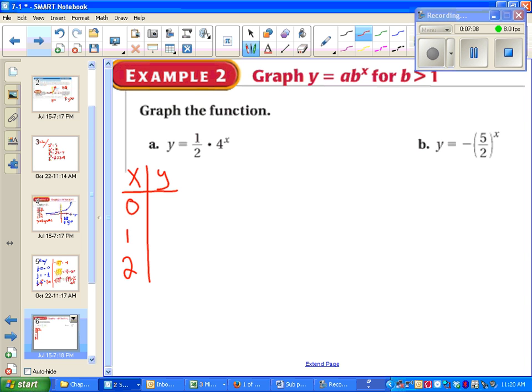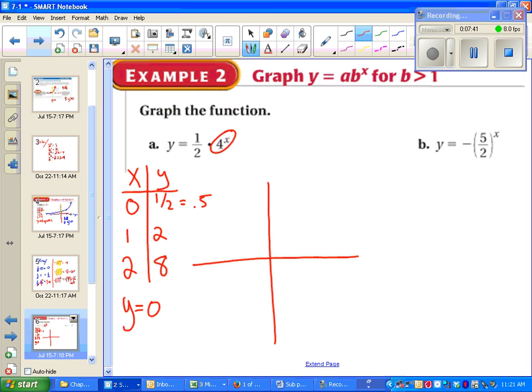And to figure out what 4 to the 0 is, 1 times 1/2 is 1/2. And we need that as a decimal. 4 to the first is 4 times 1/2 is 2. Don't need to write that as a decimal because there's no fraction. Plug in 2. 4 squared is 16 times 1/2, 8. Because this is a parent function, our asymptote is at y equals 0.